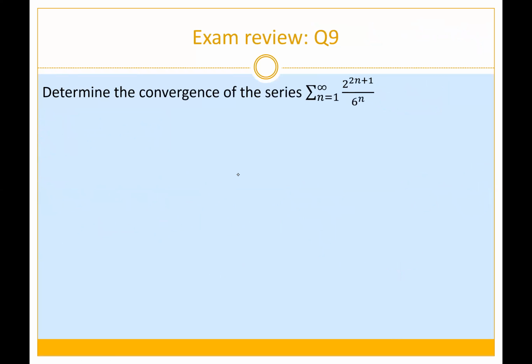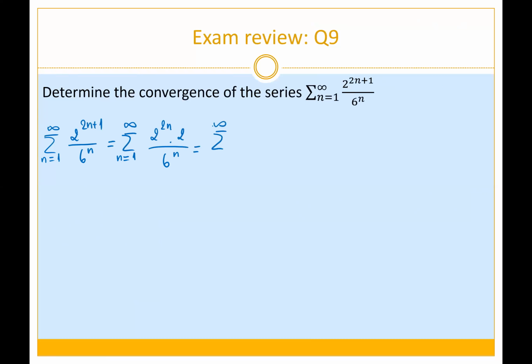Okay. Determine the convergence of this series. I think this is a geometric series, and I was surprised that someone did something wrong. We have to be careful here, because whenever it comes to geometric series, the only mistake I can think of that people might make is in the algebra. So let's go through this together. You have a series from n equal 1 to infinity of 2 to the 2n plus 1 over 6 to the n. This is going to equal 2 to the 2n multiplied by 2, divided by 6 to the n.